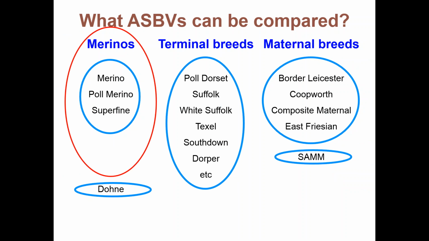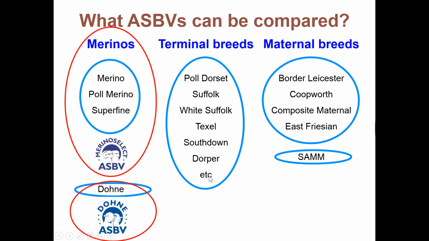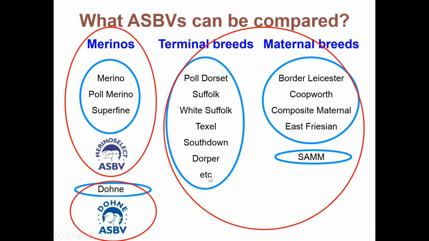The logos that you'll see presented in catalogues, etc., sometimes they're for the group of Merinos in this case. Dorpers have got a different logo, and all the maternals and terminals are in one. We've got one logo, which is just a quality assurance process.